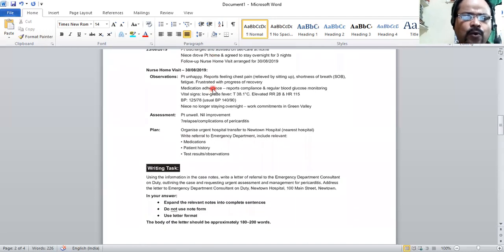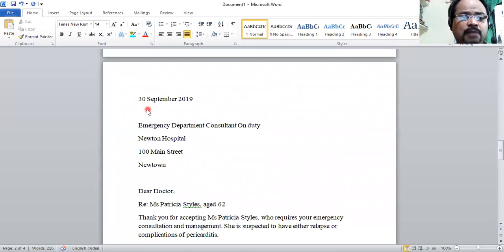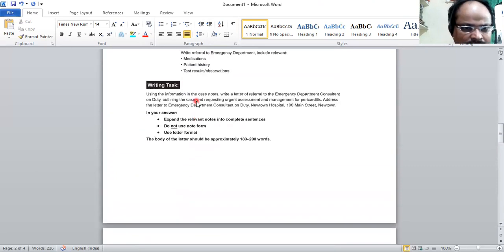Let's go ahead with the case, with a model. This is today's date, that is 30th September 2019. It's clear.